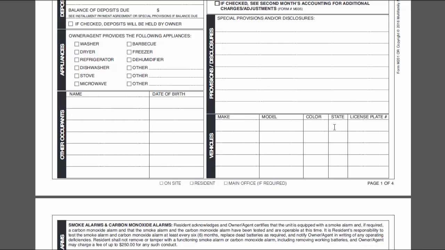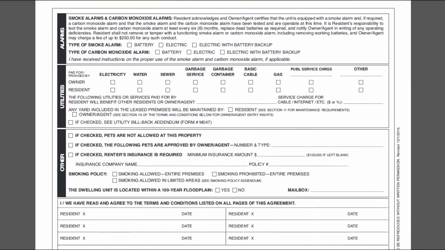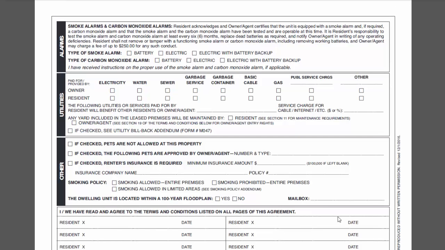Now we'll move on to page 2. So here we have page 2. This section again highlights the details of the smoke alarms and carbon monoxide alarms at the property. This section states that you will need to test them periodically during your tenancy to check that they work, and you are responsible for replacing any dead batteries as needed. It also restates the $250 tampering fee should any working batteries be removed from these devices.